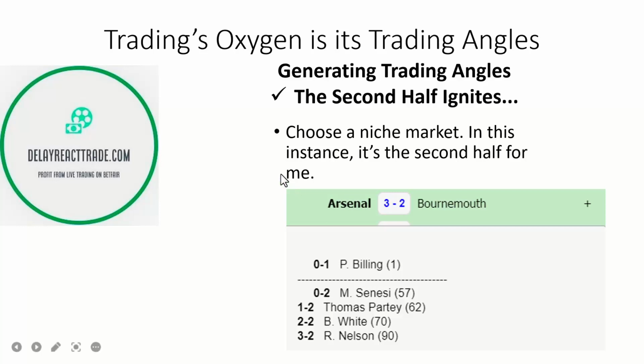Motivation, motivation, motivation, as we'll get to. 1-2, 2-2, 3-2. This could be a title clinching result for Arsenal, couldn't it? What a recovery. Now, your trading angle, what is it? When would you have got involved? When would you have got out?